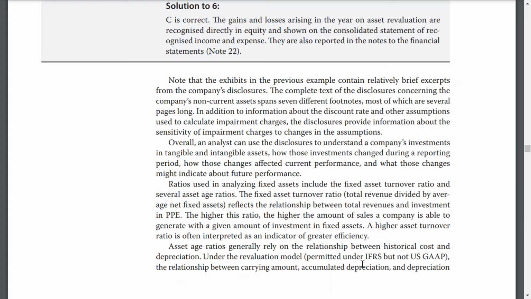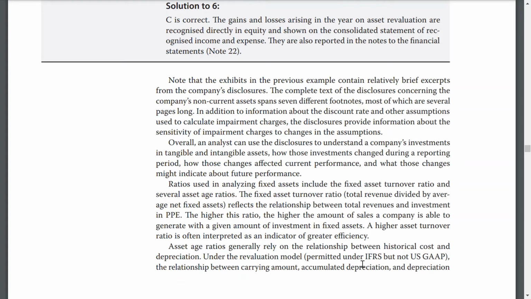The fixed asset turnover ratio reflects the relationship between total revenue and investment in PPE. The higher the ratio, the higher the amount of sales a company is able to generate with a given amount of investment in fixed assets. A higher asset turnover ratio is often interpreted as an indicator of greater efficiency. Asset age ratios generally rely on the relationship between historical cost and depreciation.